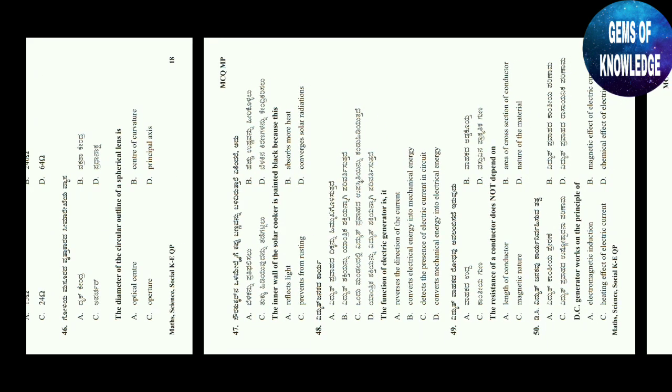Next one: the inner wall of the solar cooker is painted black because? So why is the solar cooker painted black from inside? The options are reflects light, absorbs more heat, prevents from rusting, or converges solar radiation. So here the correct answer is absorbs more heat, because the black color will absorb more radiation of the sun. As more radiation is absorbed, more heat will be produced.